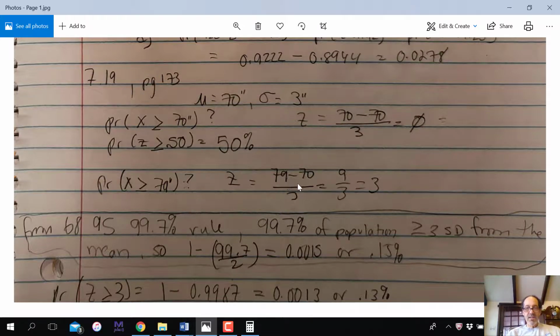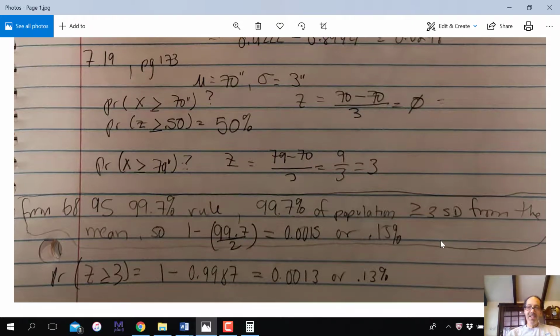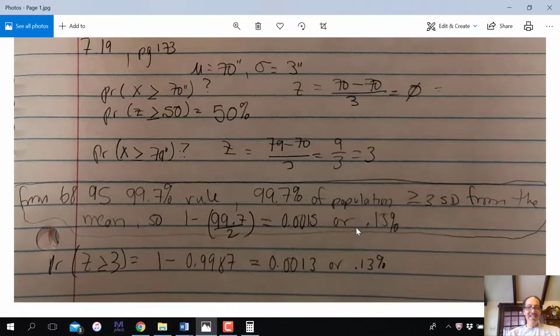Well, it's 79 minus 70 divided by 3, which is 9 divided by 3. You're 3 standard deviations above the mean. Well, if you recall this beautiful 99.7% rule, this is an interesting one, because the 99.7% rule is the proportion of the population that's between plus or minus 3 standard deviations of the mean. So I like the way I solved this here.